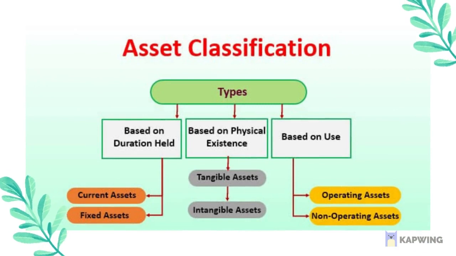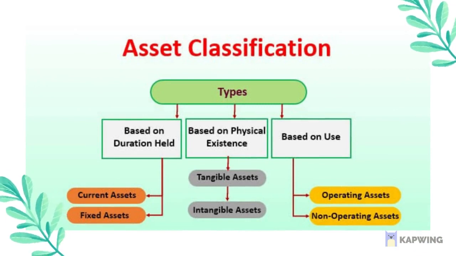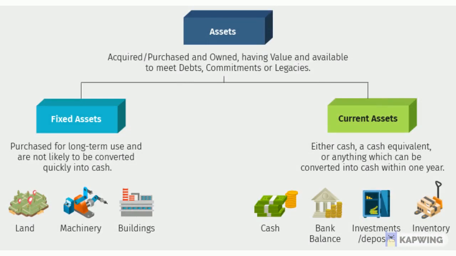Classification of assets. There are three methods of classification of assets: convertibility, physical existence, usage. Convertibility. If assets are classified based on their convertibility into cash, assets are classified as either current assets or fixed assets. An alternative expression of this concept is short-term versus long-term assets. There are two types of assets included in convertibility: current assets, fixed assets.